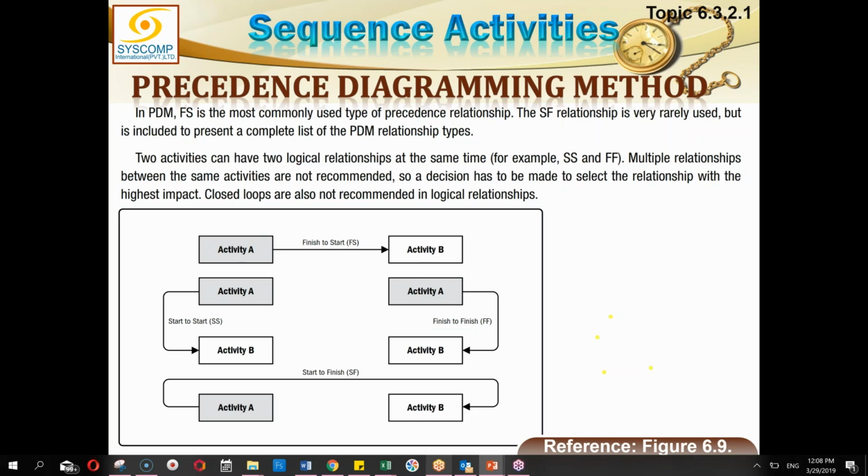No, actually, one of the relationships will be more important to you out of these two, and you will pick that up. You can't have start to start as well as finish to finish. One of the relationships is more important. Let me show you.